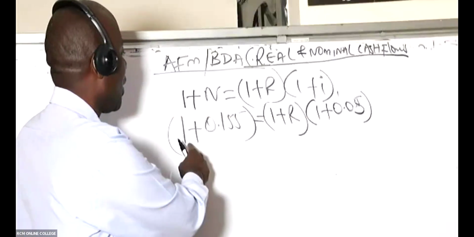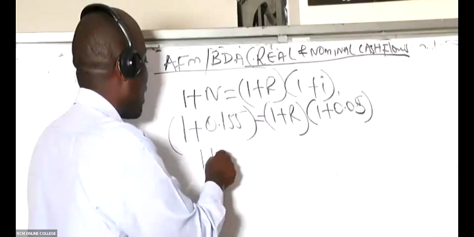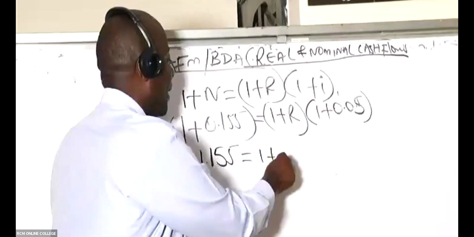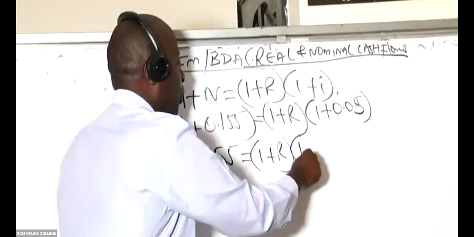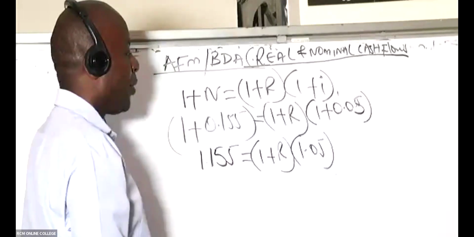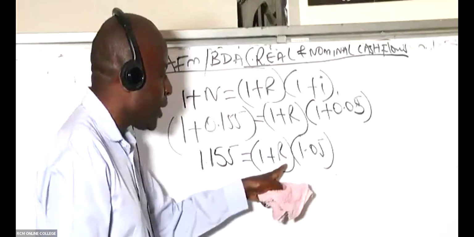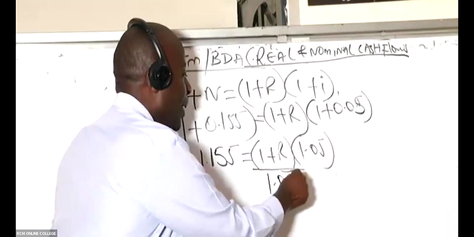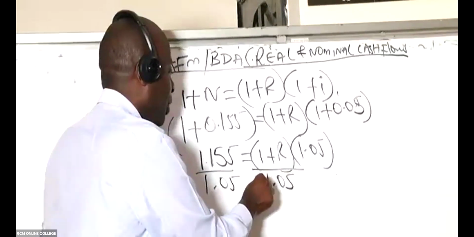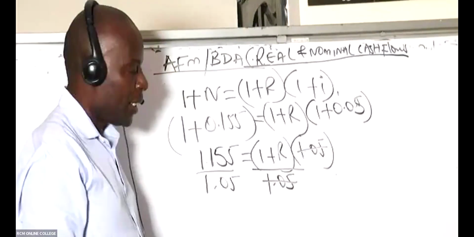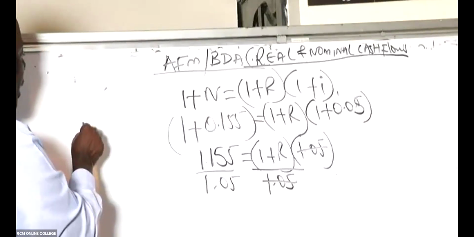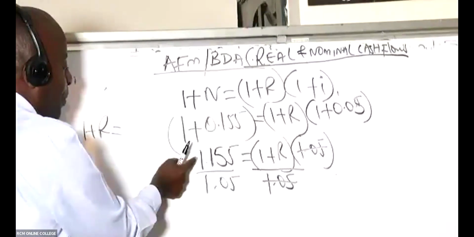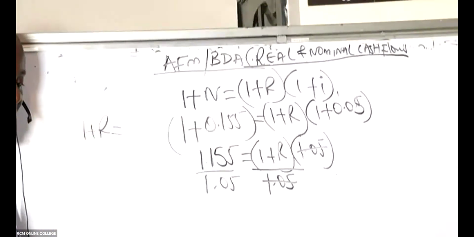Abracadabra, serious ninjas. When you add this, you're getting 1.155 equals 1 plus R multiplied by 1.05. I don't have to open the brackets here. I can treat this as one number because it's inside the bracket, and this as a different number, so that I can comfortably divide both sides by 1.05 so that this and this cancel out. This leaves me with 1 plus R equals this divided by this. Is there somebody who can give me this quotient?